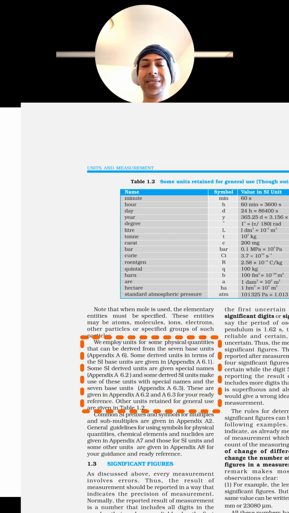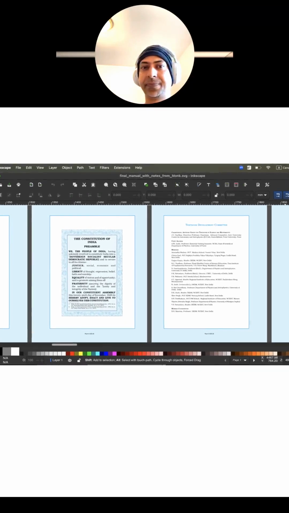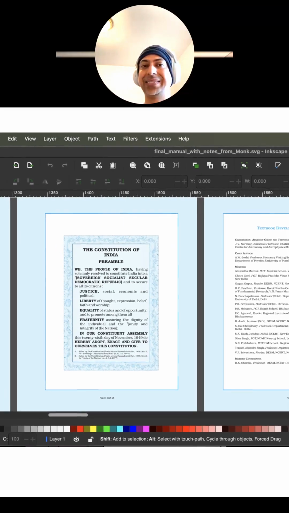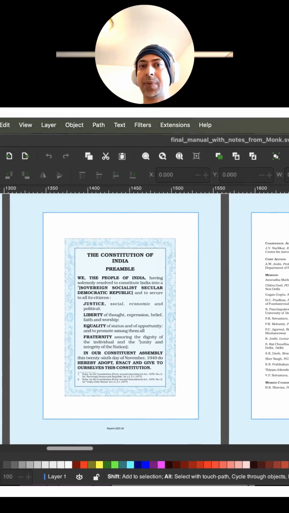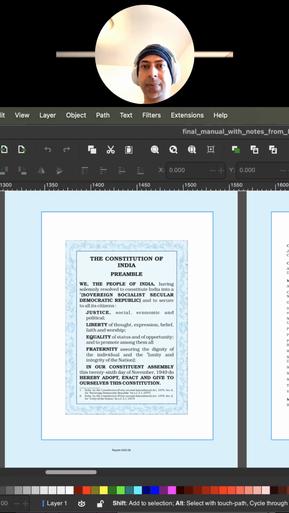So you see, this file is an Inkscape file, right? It's an SVG file. It is the same file that NCERT has, but it does not have this watermark. You see, there's no watermark. And in the NCERT book, they have this watermark, copyright, published, not to be for sale. Yeah, there are some watermarks.